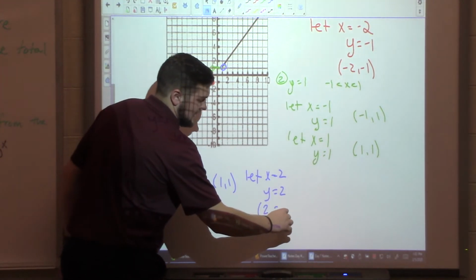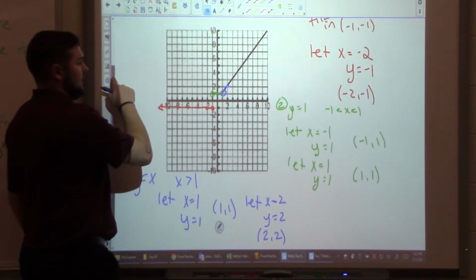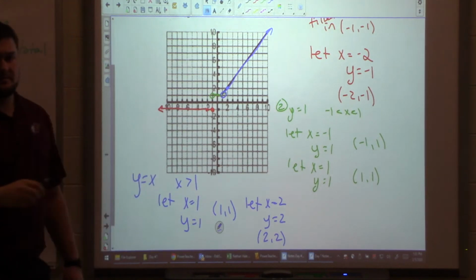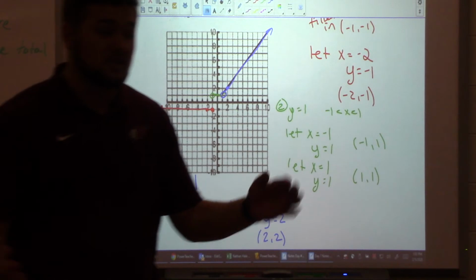So then at 2, 2, I have my directional point. And at 2, 2, I put my point. And I go from my endpoint through my directional, and I draw in my line with your straight edge. That's it. That's all 3 pieces graphed.